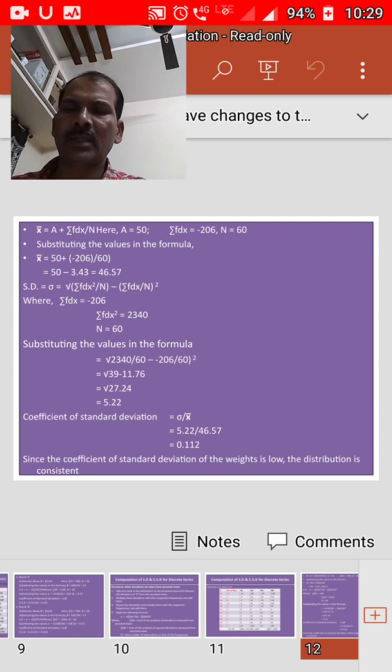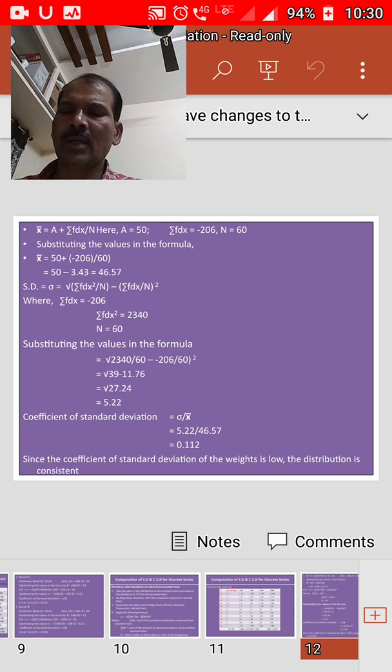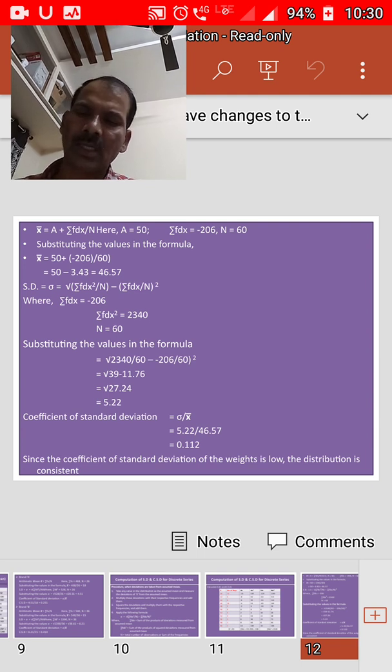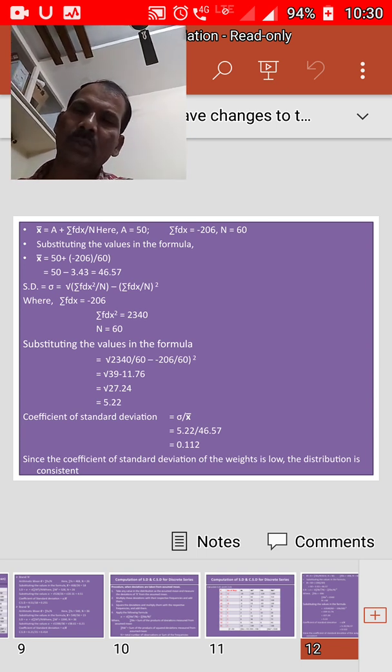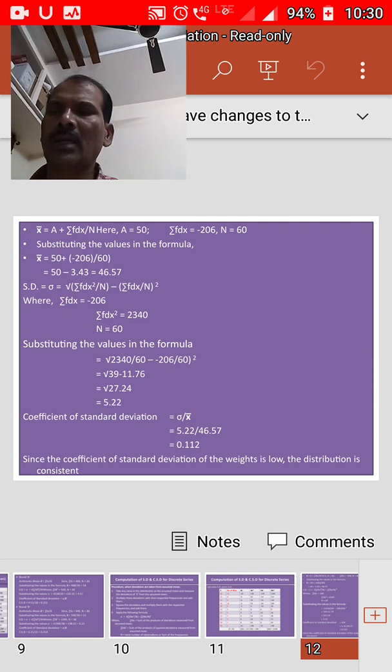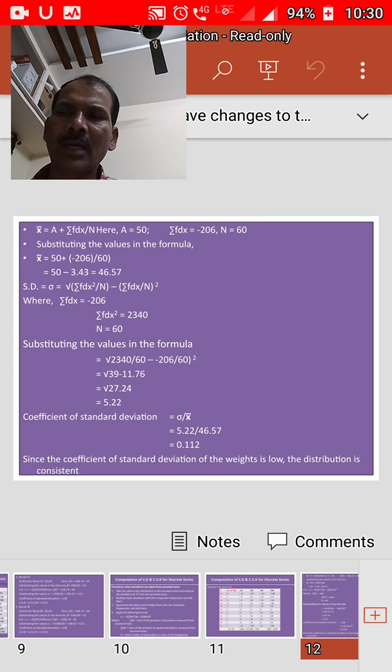Now we need to calculate the standard deviation from the data, that is small sigma, which is equal to under root sigma f dx square by n minus sigma f dx by n whole square. We know that sigma f dx square, which we have calculated from the given data, is equal to 2340, sigma f dx is equal to minus 206, and n is equal to 60. Substituting these values in the formula, we will get under root 2340 by 60 minus 206 by 60 whole square.